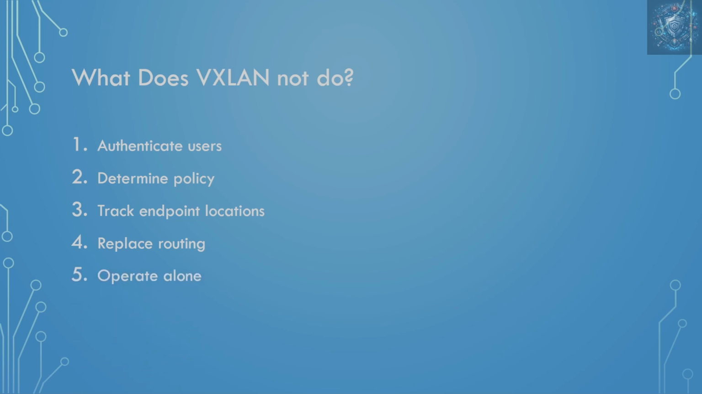It also doesn't operate alone, like I've said, and I'm going to hammer it home again. We're not replacing routing, we're using routing. Think of VXLAN as the delivery truck. It's not the GPS, it's not the security guard or the dispatcher. It is just the delivery vehicle that gets the packet from point A to point B.